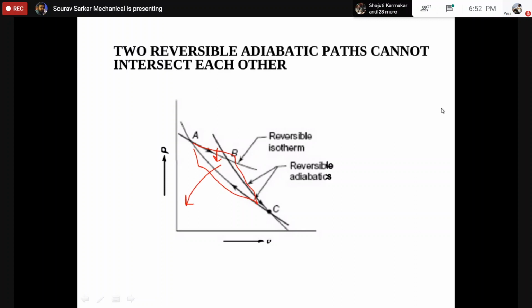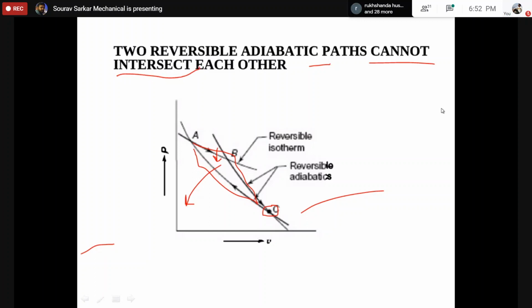So this is not possible. Why? Because it is violating which statement? It is violating the Kelvin-Planck statement. So this proves that these two curves cannot intersect each other. If they intersect each other, it will violate the Kelvin-Planck statement. So that means we can say that two adiabatic reversible paths cannot intersect each other. So that was the first point that I want to establish.